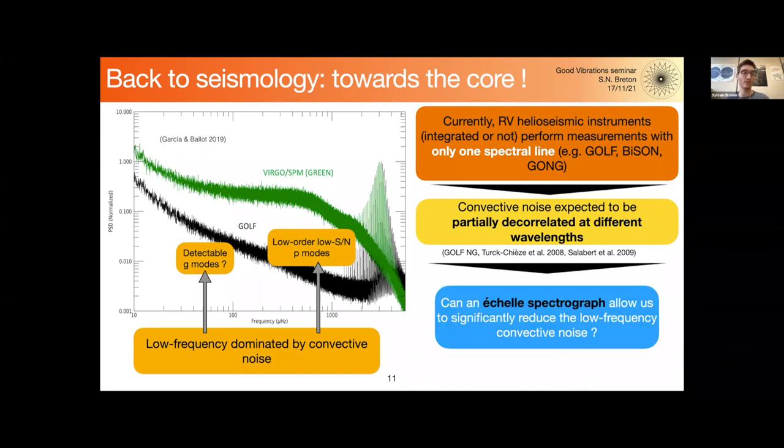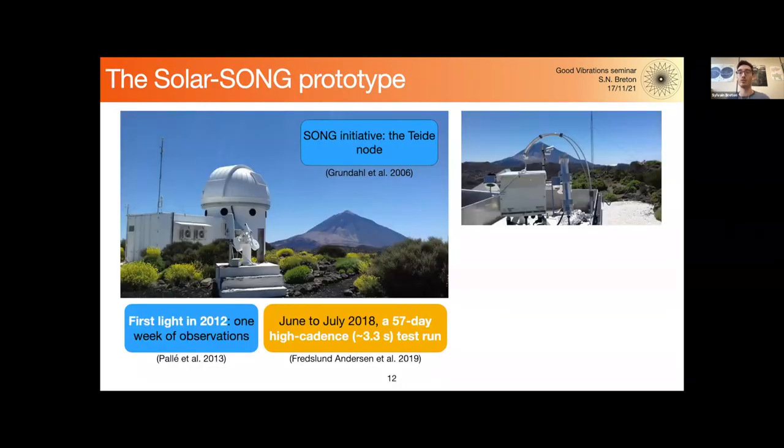So the question is, can we use an Echelle spectrograph, which will observe at a broad wavelength range, to significantly reduce the low frequency convective noise? So which Echelle spectrograph are we talking about? We are talking about the SONG Echelle spectrograph.